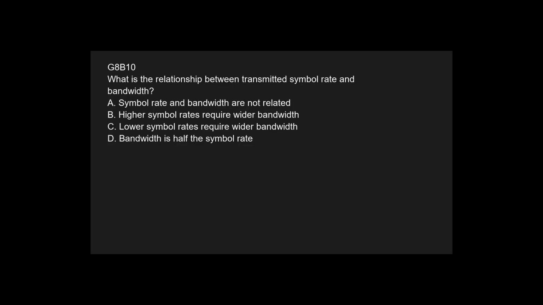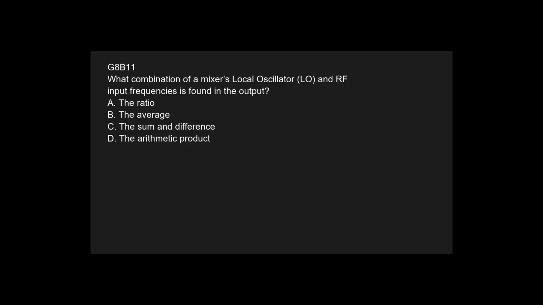Question: what is the relationship between transmitted symbol rate and bandwidth? The correct answer is B, higher symbol rates require wider bandwidth. Question: what combination of a mixer's local oscillator, LO, and RF input frequencies is found in the output? The correct answer is C, the sum and difference.